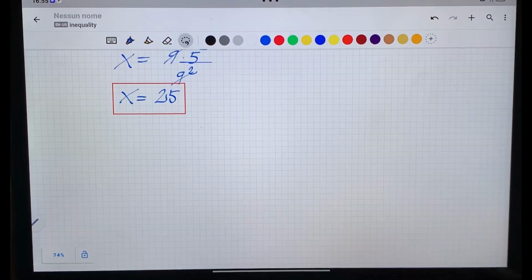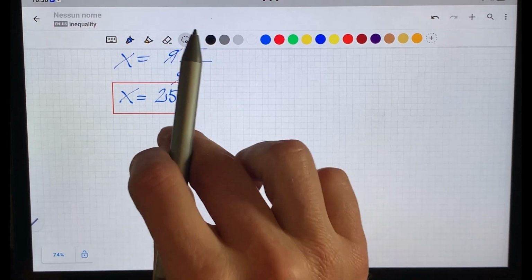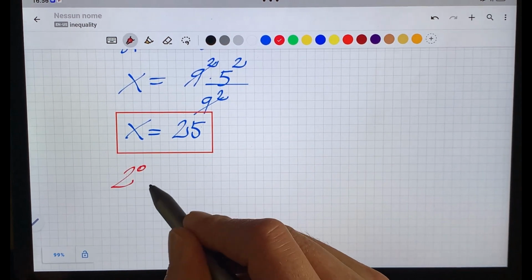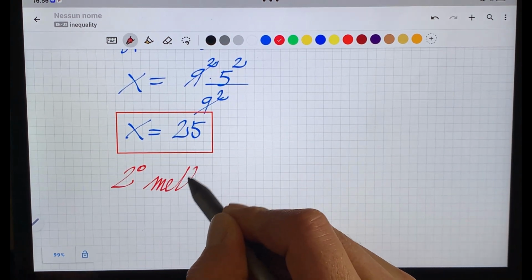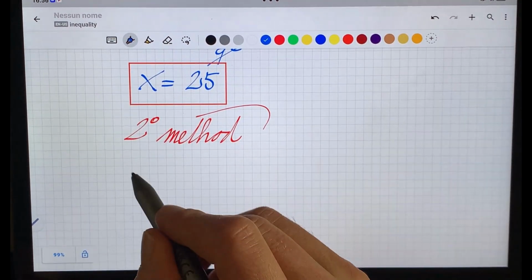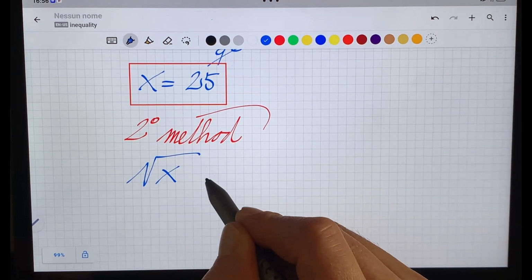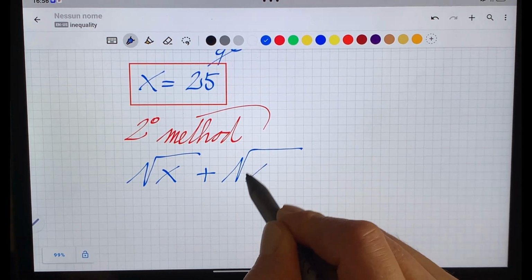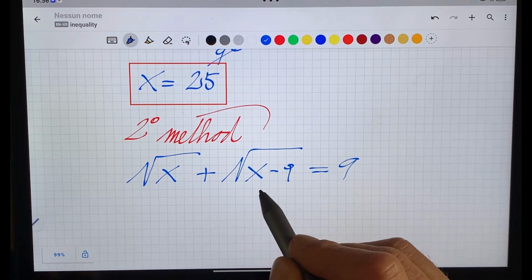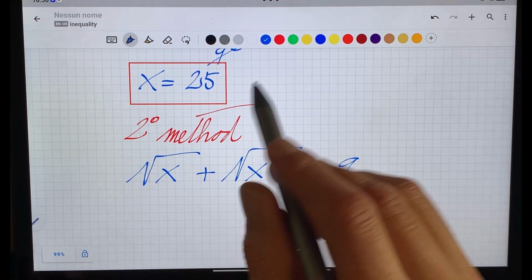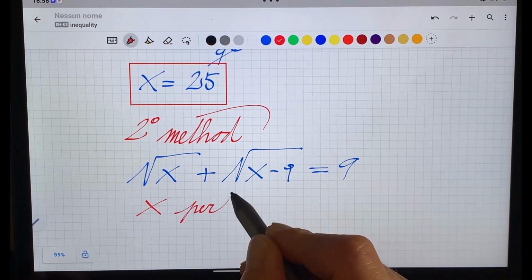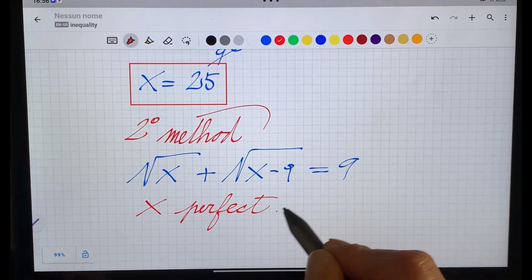So the second method is the following. I will write back the equation: square root of x plus square root of x minus 9 equals 9. Now, first of all, we can suppose that x is a perfect square.